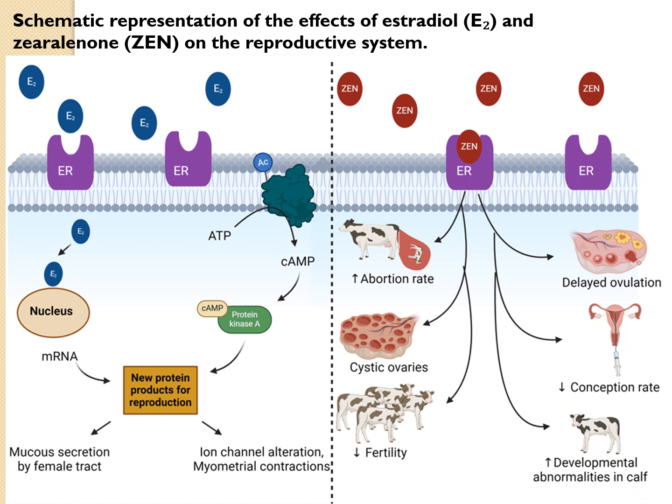decreases the fertility rate. Also delayed ovulation, because when there is a low amount of estrogen, there is no LH surge, luteinizing surge, that causes the ovulation, so it causes delayed ovulation and forms many cysts on the ovaries. And if there is no ovulation, then this decreases the conception rate, and it can also induce developmental abnormalities in the calf.